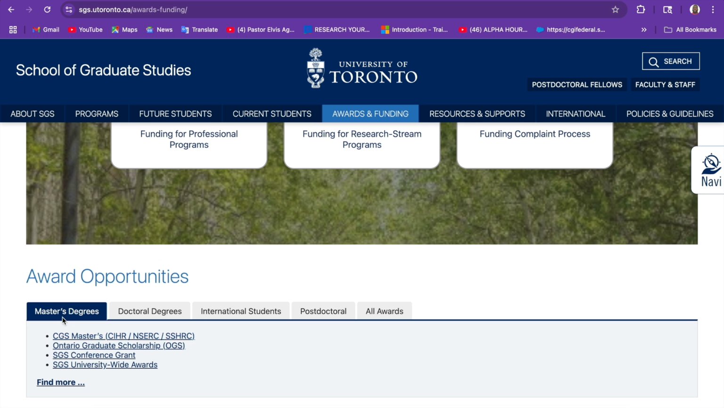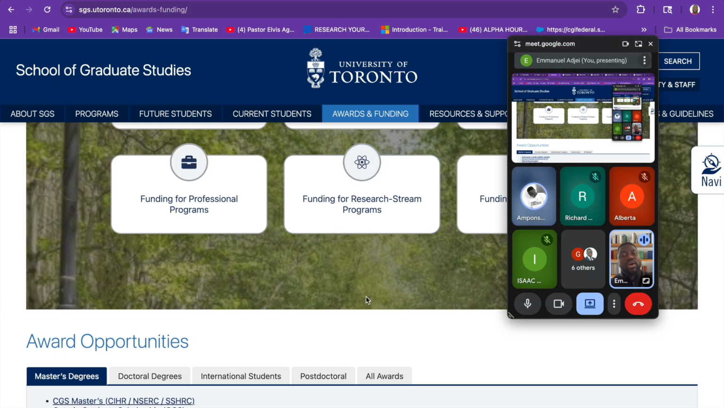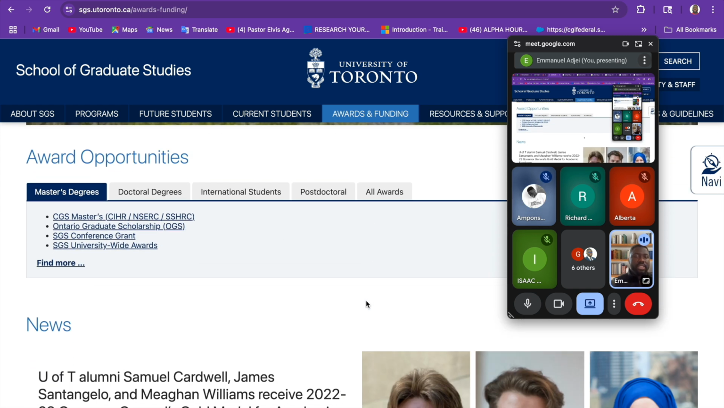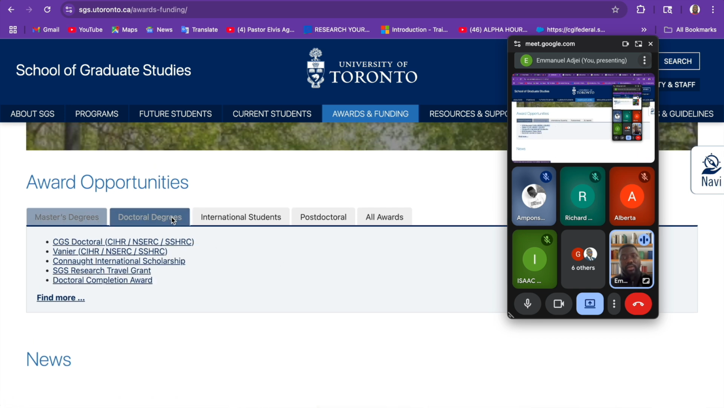If you are going for a master's degree, you have the CGS Masters. You can click on it. Look at what it is. You have the Ontario Graduate Scholarship, OGS. You have the SGS Conference Grant, and all of that. But all that I'm trying to say is you also need to make sure you look at all the scholarship opportunities before you apply. Make sure you look at the scholarships they have. Doctoral, you have to do that.